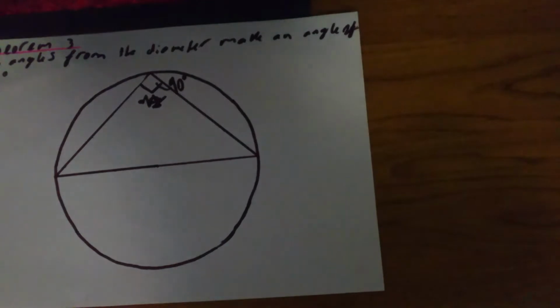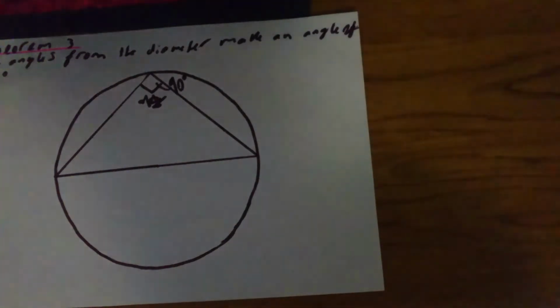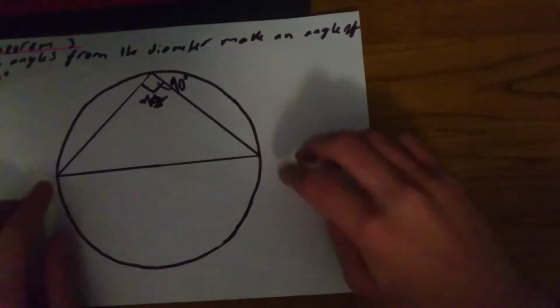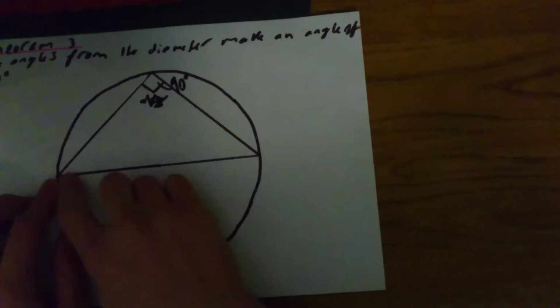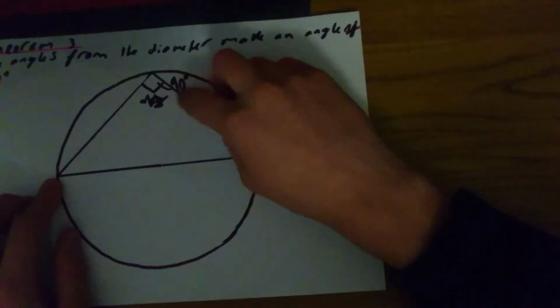Our third theorem states that the angles from the diameter make an angle of 90 degrees. So it's basically like the last circle theorem, but as long as the line that makes those lines is the diameter, then the angle is 90 degrees.